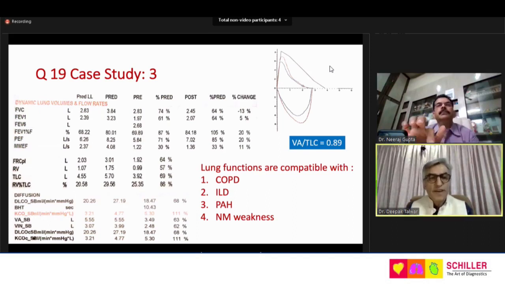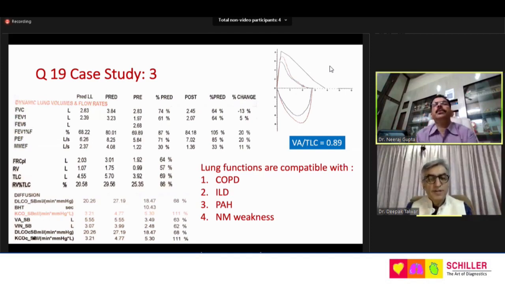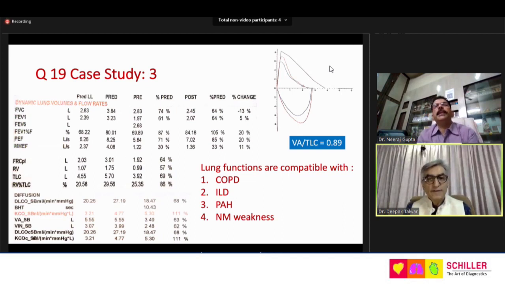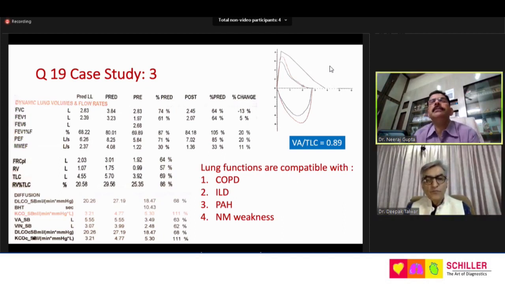In this one, we have given a lot more data actually, of the diffusion study. We have given almost the entire data. You can see the diffusion study, and the VA/TLCO of 0.89. The options are COPD, ILD, PAH, or neuromuscular weakness. Let us see what the responses are. 50% have polled for neuromuscular weakness, 33% for pulmonary arterial hypertension, and 17% for ILD. None have voted for COPD.